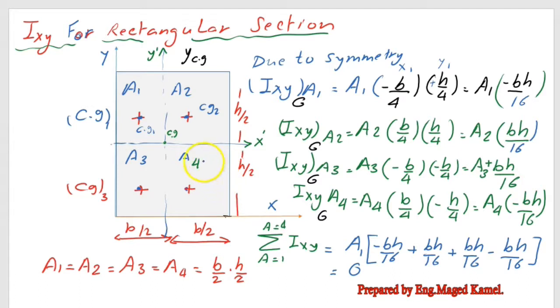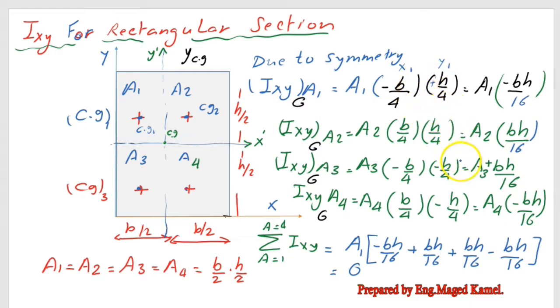Finally, for the last area A4, the product moment of inertia will be equal to A4 multiplied by plus b over 4 multiplied by minus h over 4. Plus multiplied by minus will give us a minus sign, bh over 16. Knowing that all these areas are equal, so A1 equals A2 equals A3 equals A4, and each of these areas is equal to b over 2 multiplied by h over 2. That's why every area is bh over 4.